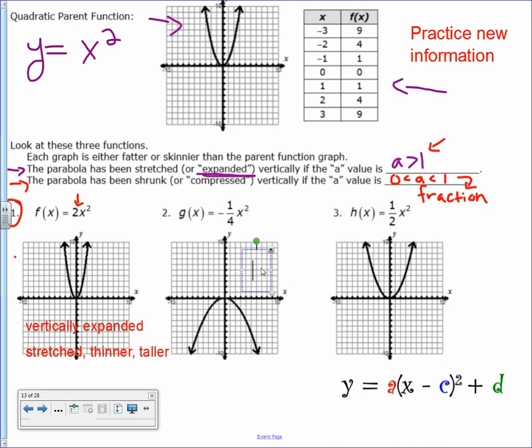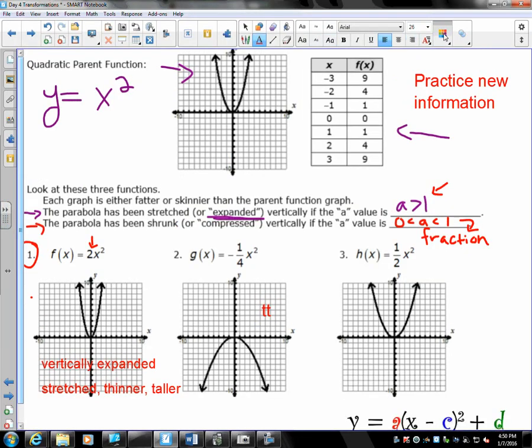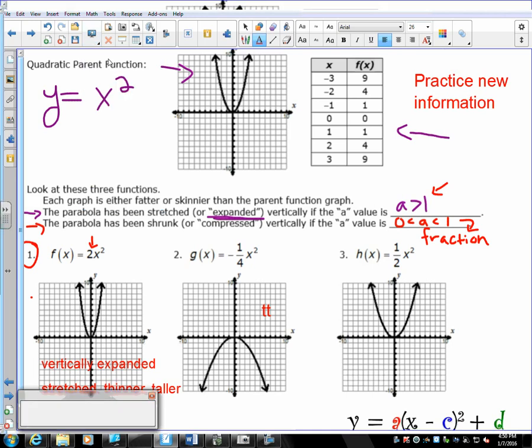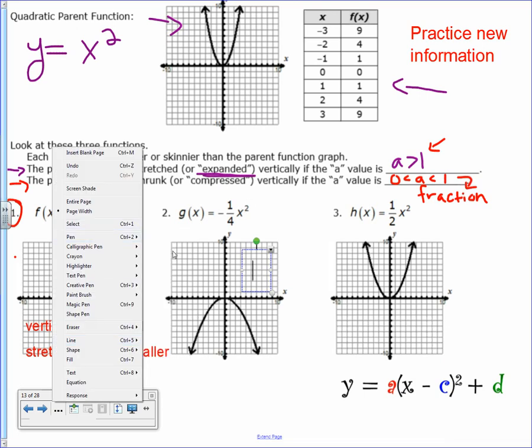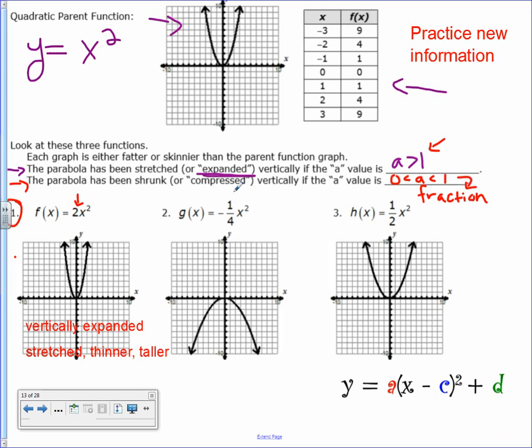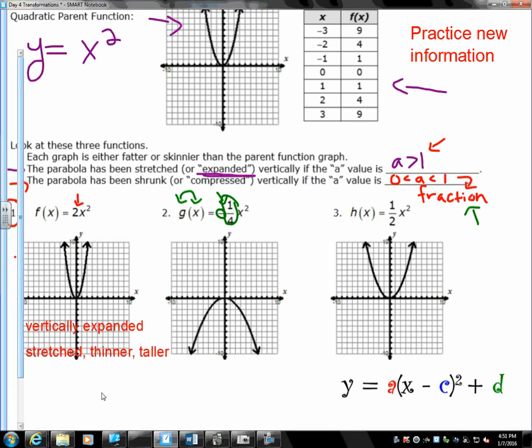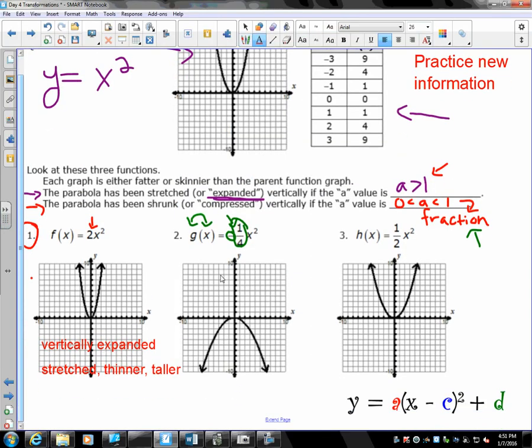Now let's talk about graph number 2. Let's look at our A value. It is a negative 1/4, okay? Well, the negative just tells me that it's going to be opening down. And the 1/4 tells me that it is a fraction, which means it's going to be vertically compressed. Okay, so let us kind of type that up.